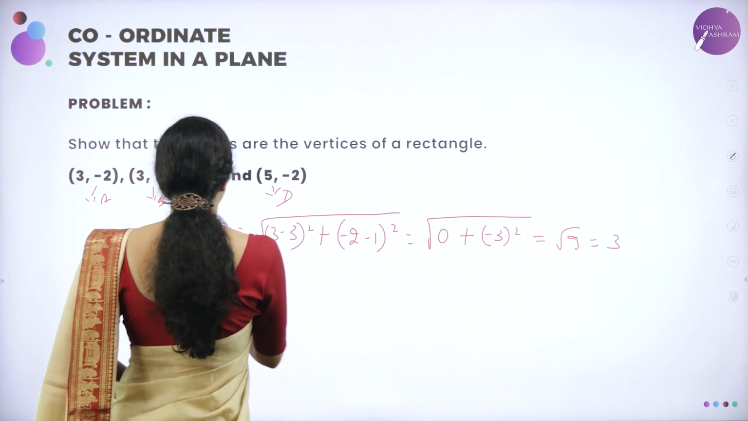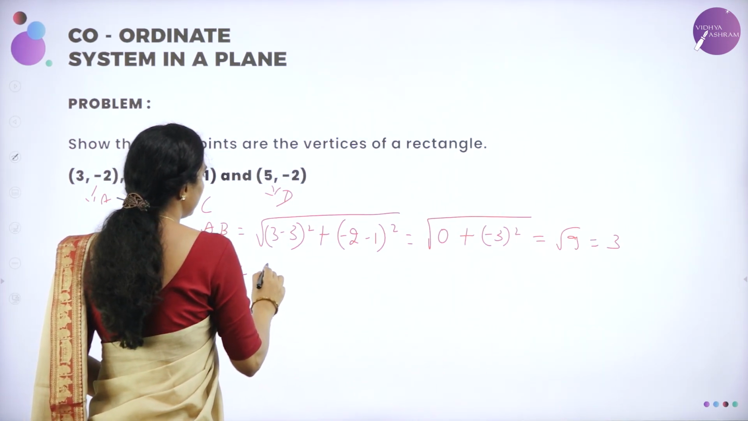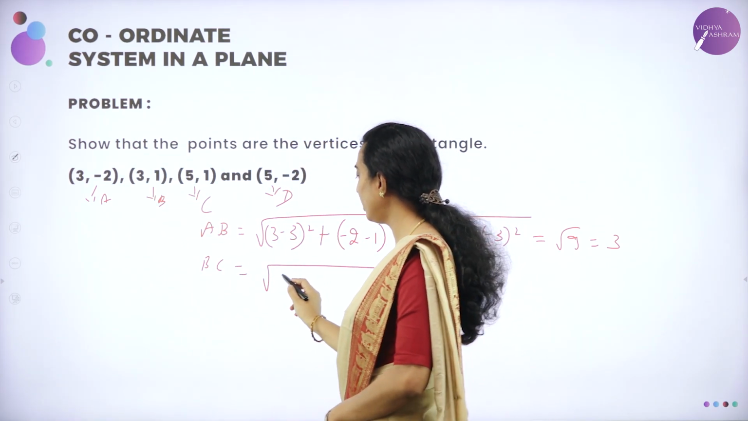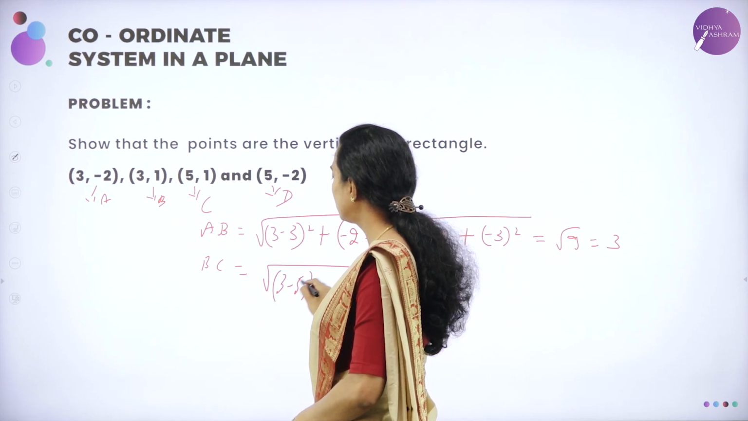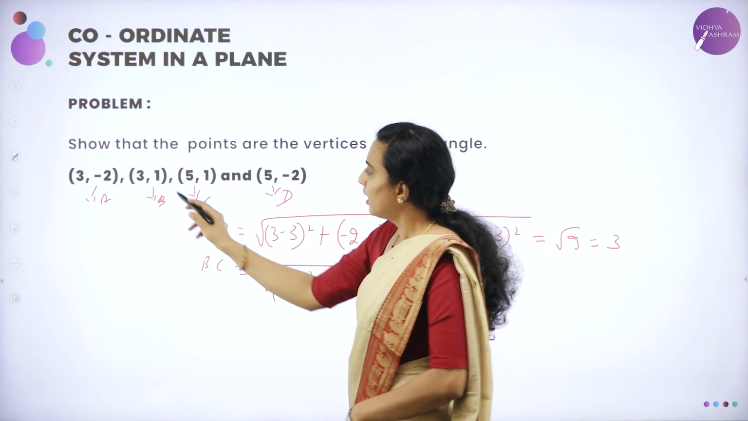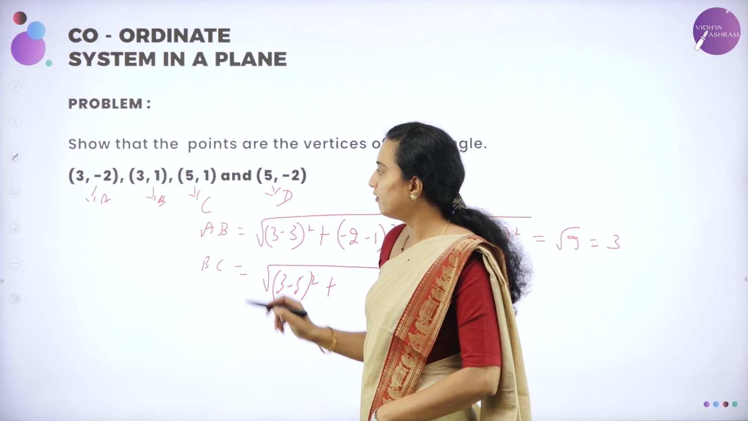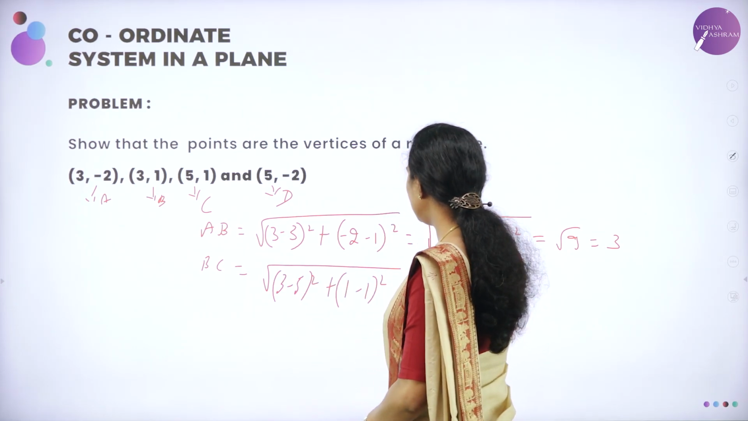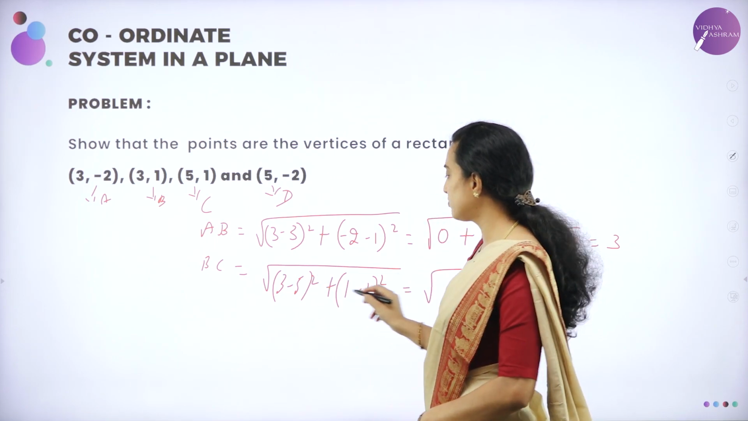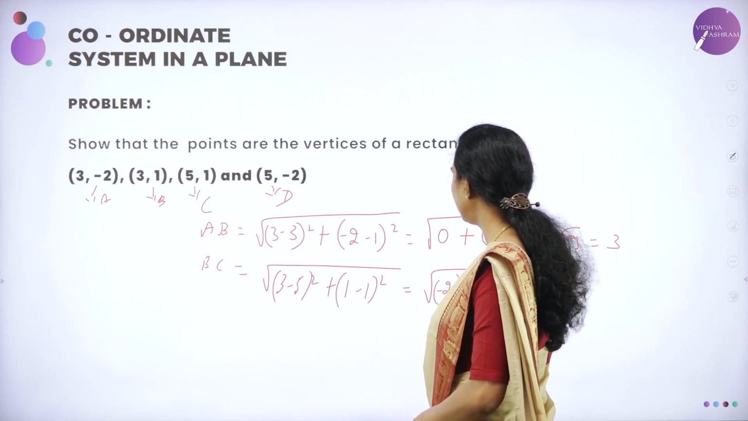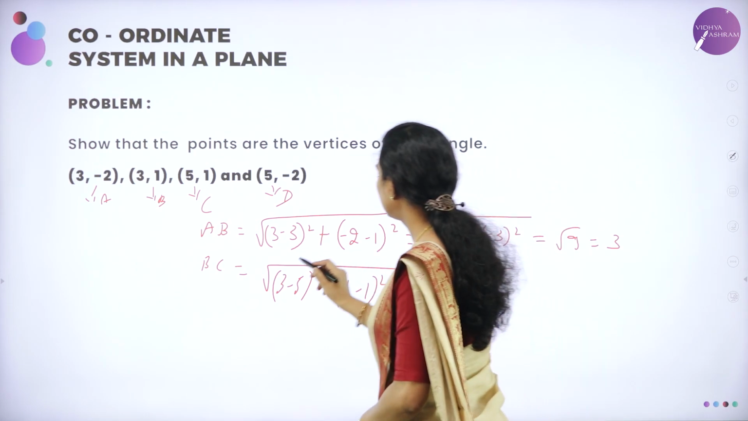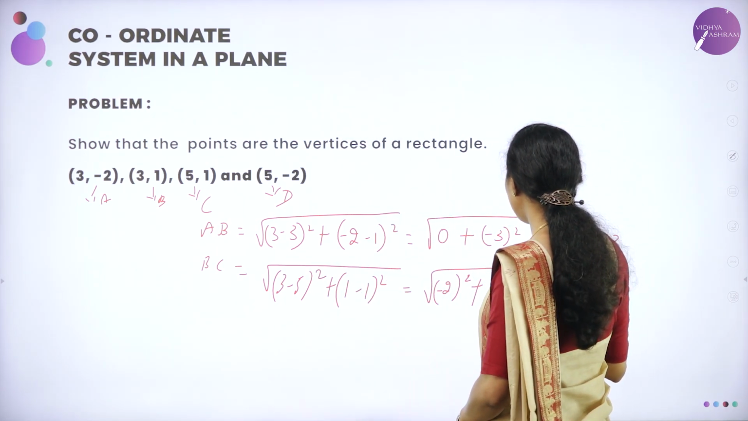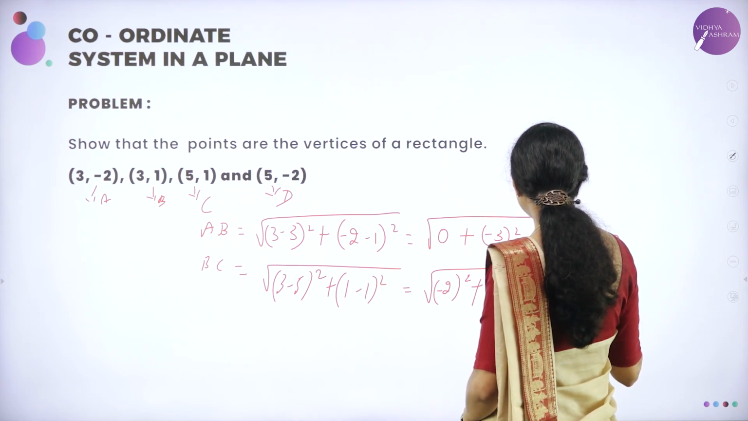And BC. Let me find out BC. BC will be equal to square root of 3 minus 5 whole square plus 1 minus 1 whole square. Correct? Which will be equal to square root of 3 minus 5 is minus 2 whole square plus 1 minus 1 is 0. So square root of 4 will be equal to 2.